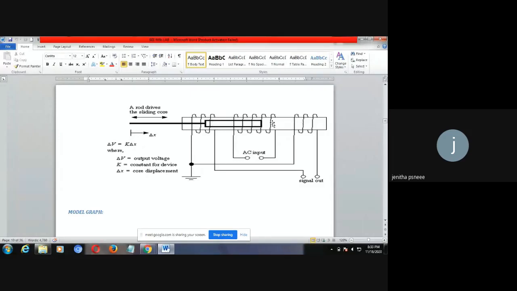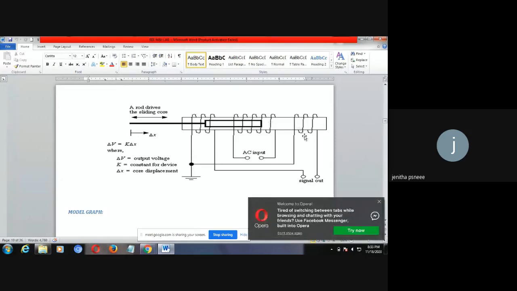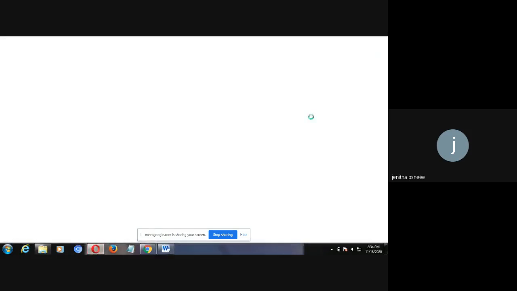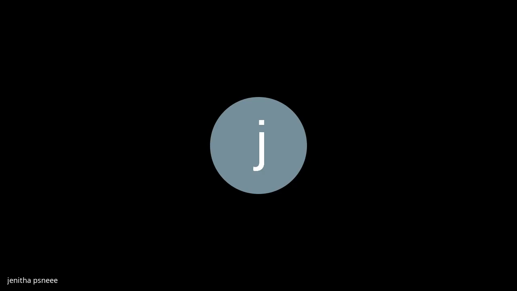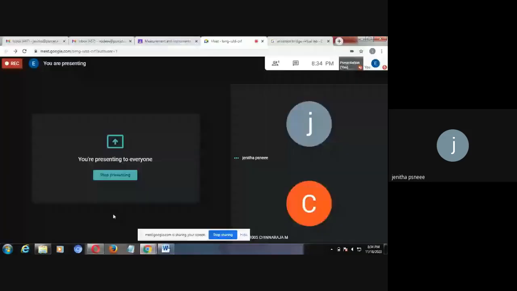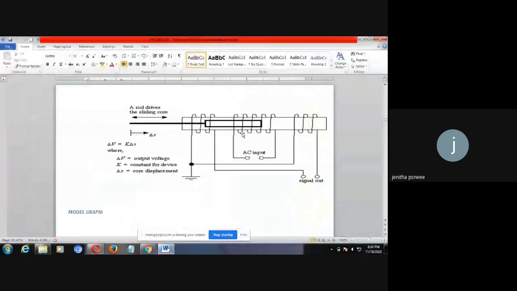And when the arm is moved to the right side, what will happen? Now the induced EMF in the secondary coil S2 will be more compared to the first one, S1. Compared to S1, S2 has a more induced EMF. Now when you take ES1 minus ES2, S2 is greater than S1, isn't it? Then the result will be that the output voltage will be negative.